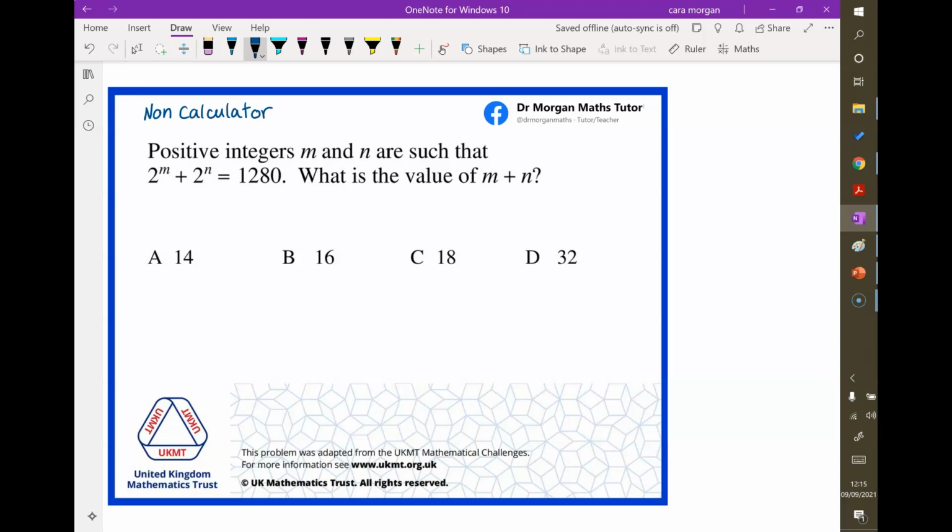So I'd like you to have a go at this. Press pause while you do so. And I'm just going to talk through how I would answer this question.